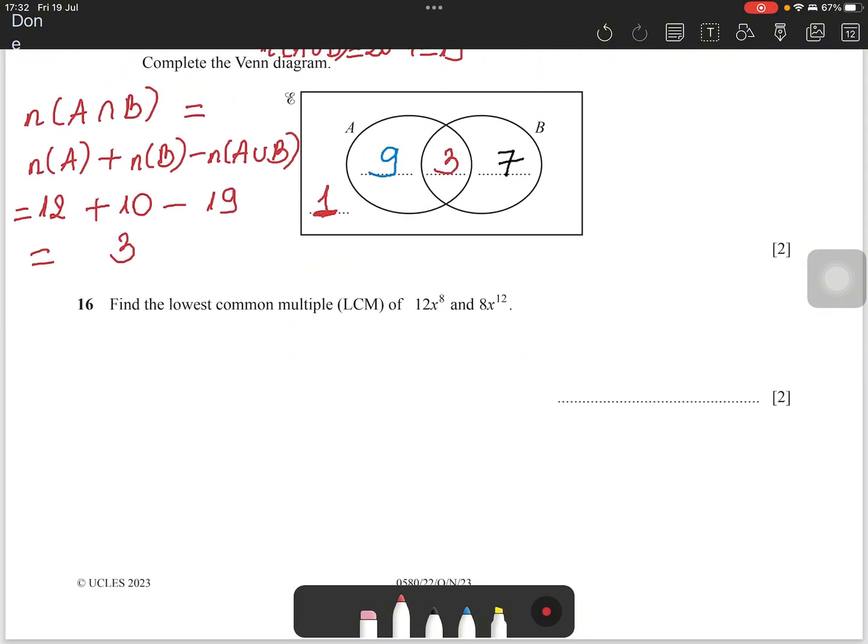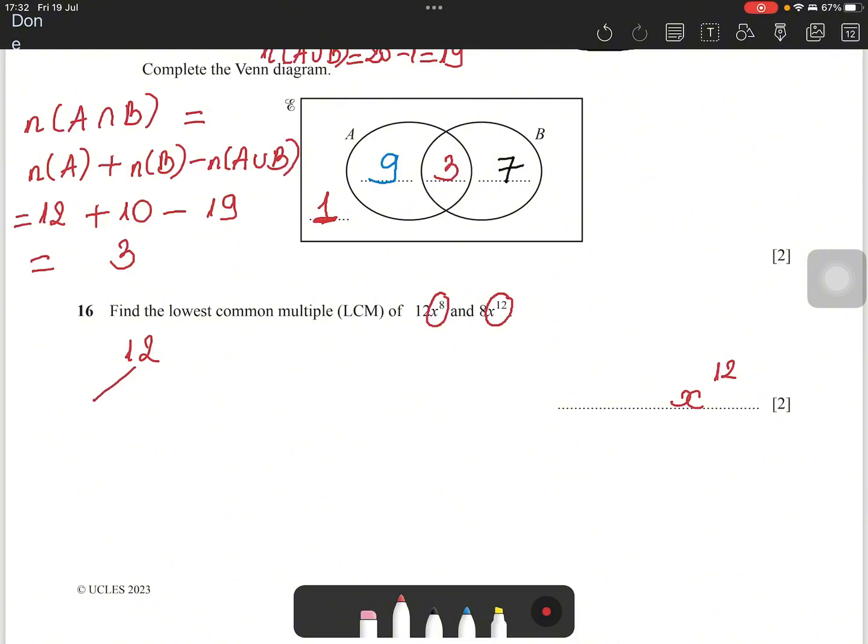Question 16. Find the lowest common multiple of 12x to the power of 8 and 8x to the power of 12. First, the lowest common multiple of x to the power of 8 and x to the power of 12 is actually x to the power of 12. So we only need to find the lowest common multiple of 12 and 8.